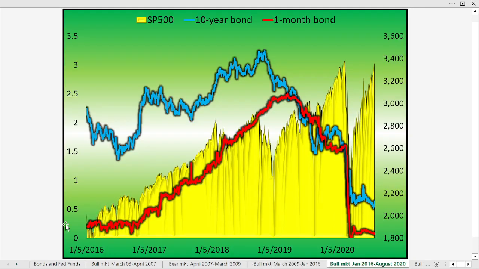Now we go forward from 2016 through 2020. The stock market continues to go higher.